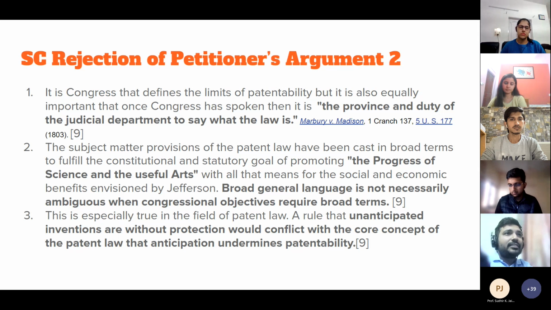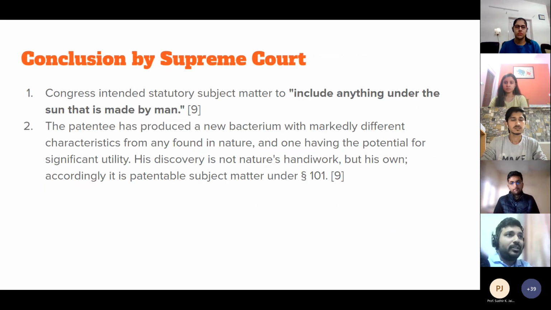Second, the Supreme Court rejects the petitioner's second argument. Once Congress has spoken, it is the duty of the judicial department to say what the law is. Broad general language is not necessarily ambiguous when congressional objectives require broad terms. This is especially true in the field of patent law. A rule that unanticipated inventions are without protection would conflict with the core concept of patent law that anticipation undermines patentability. The conclusion by the Supreme Court: Congress intended the statutory subject matter to include anything under the sun that is made by man to be patentable.